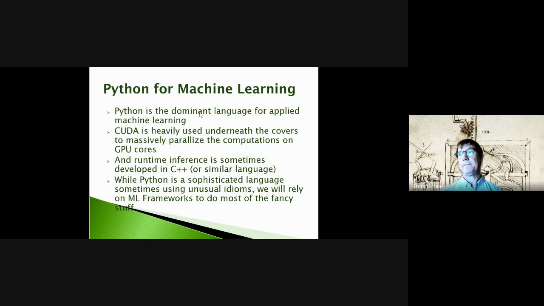So let's step off of that high-level outline of neural nets and start to look at Python a little bit. Python is, well, maybe I'm overstretching it to say the dominant language for applied machine learning, but it is a dominant language for machine learning. Maybe I can get away with that.